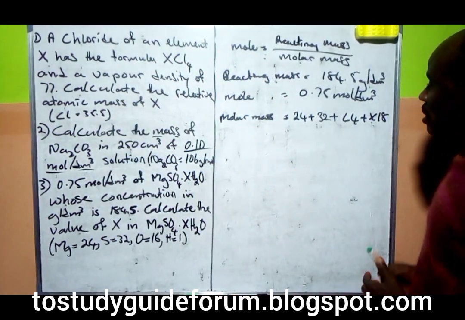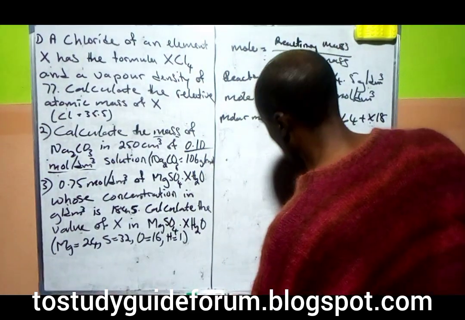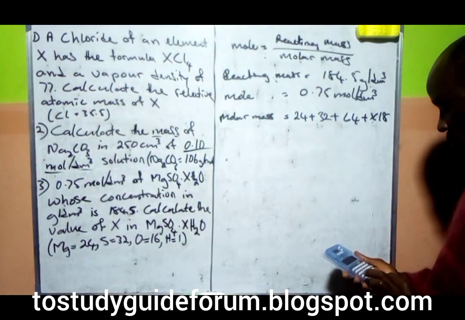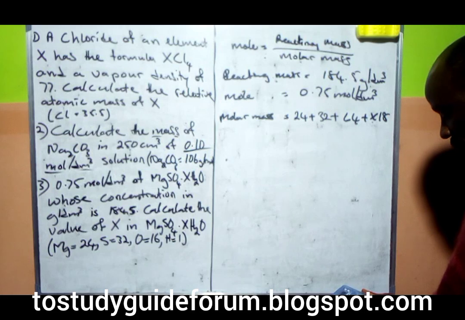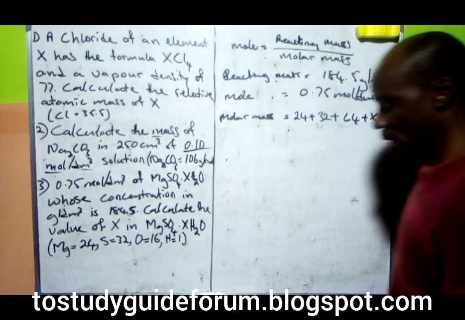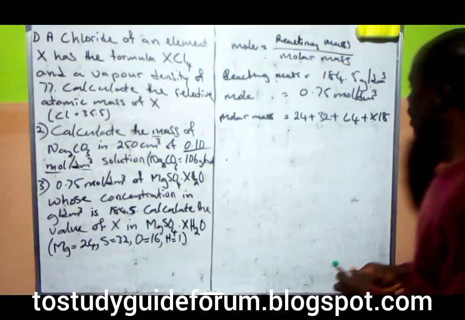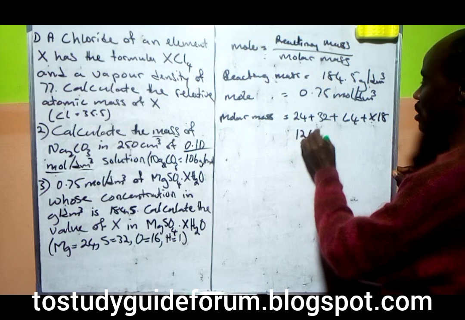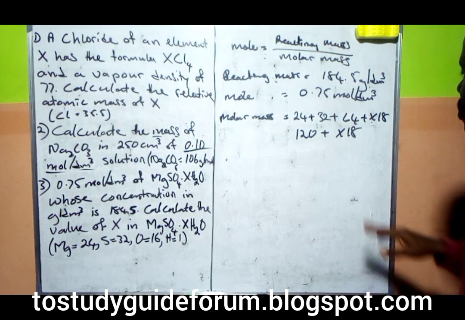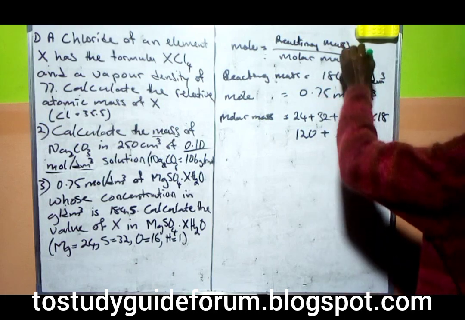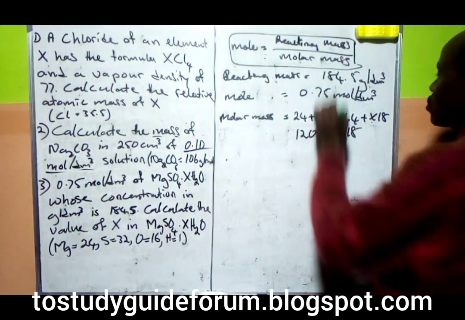So the next thing we are doing here is, when we add up all these things together, 24 plus 32 plus 64, we have 120. So what we have here is 120 plus x18. Now we are going to substitute everything. We are going to substitute them here.